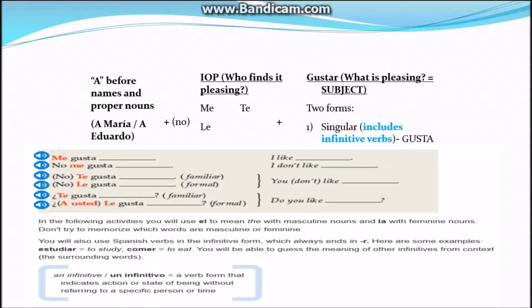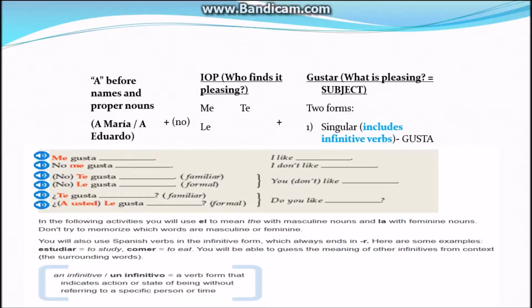So then we have this pronoun. This is who finds it pleasing. Is it me, me? Is it informal you, te? Or is it a formal you, él or ella, which is le? Immediately after the pronoun, we use the form of gustar. So we're going to focus on one form. The second form is in another chapter that we'll cover in 112.